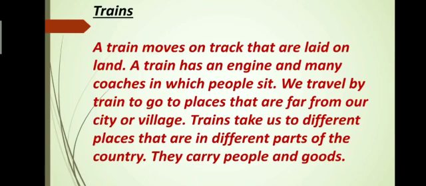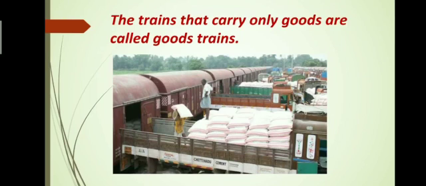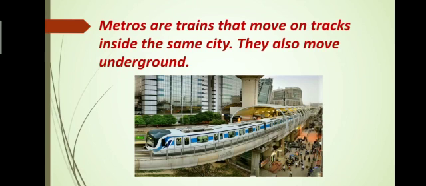Let us know about different types of train. Passenger train. Students, trains that carry people are called passenger trains. Goods train. The trains that carry only goods are called goods trains. Metro. Metros are trains that move on tracks inside the same city. They also move underground.